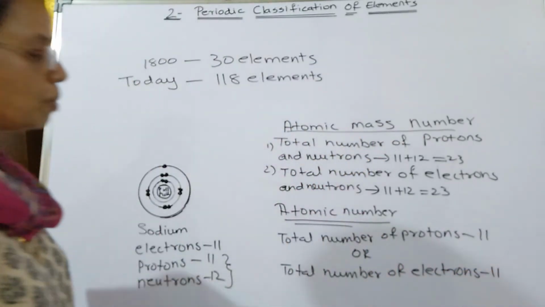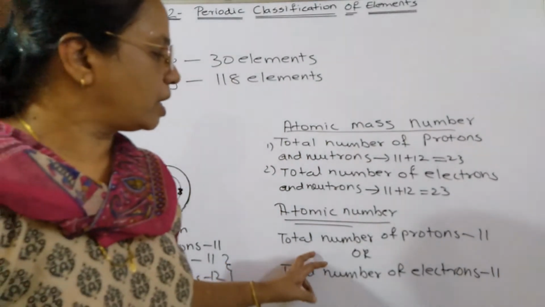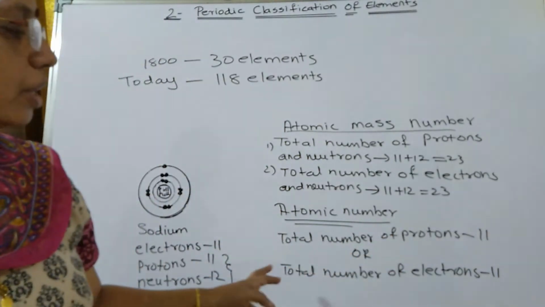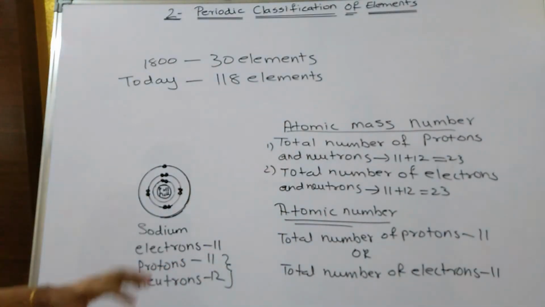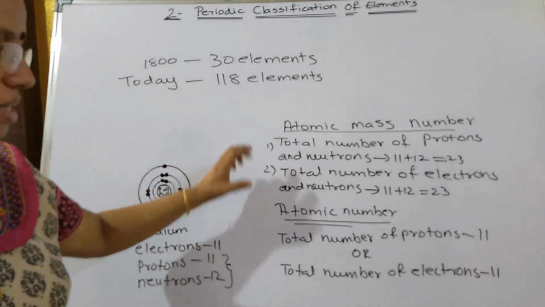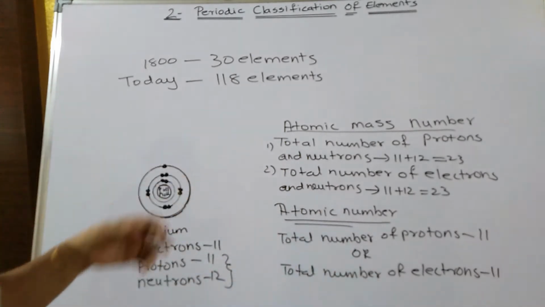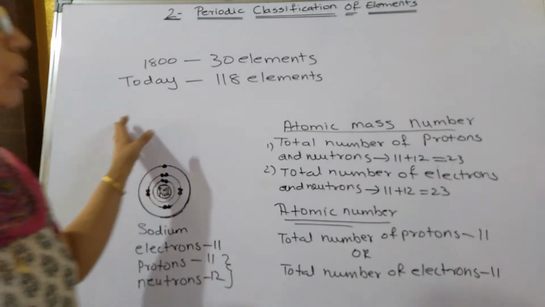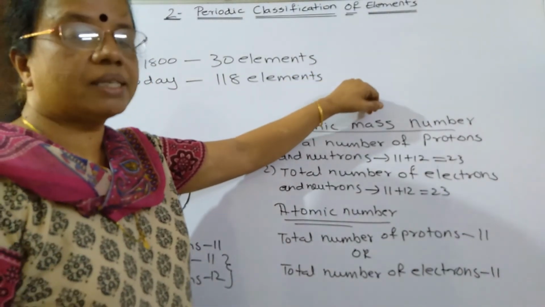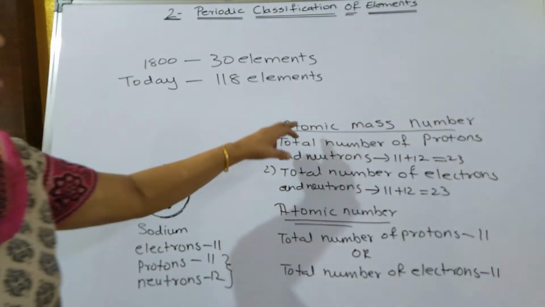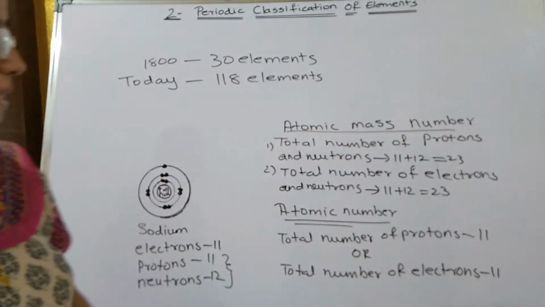So what is atomic number? Either you can say that it is total number of protons, or you can say it is total number of electrons. So classification was based on this. It's important that you understand what is atomic mass and what is atomic number. In the beginning all the scientists tried to classify on the base of what? Atomic mass. So in the beginning all the scientists were trying to classify the elements on the basis of its atomic mass.